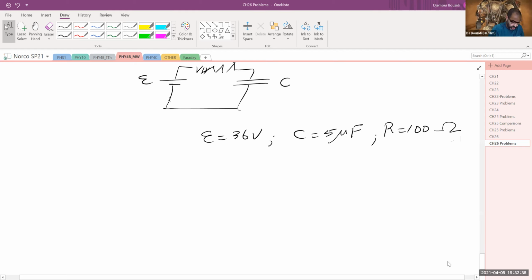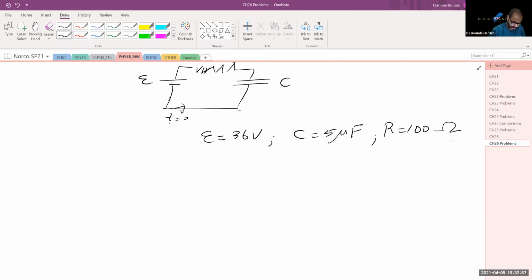Anyway, so the switch S is closed at t equal to 0. So there was a switch all along, in here. We closed the switch, okay? When the voltage across the capacitor is 8 volts, so at that point, there was no charge in the capacitor initially. So when the voltage across the capacitor is 8 volts, what is the magnitude of the current in the circuit?